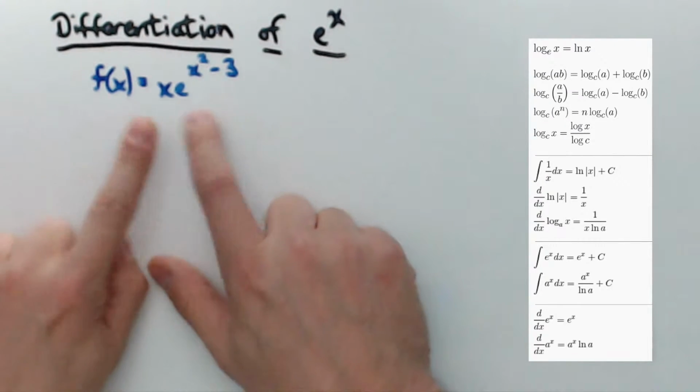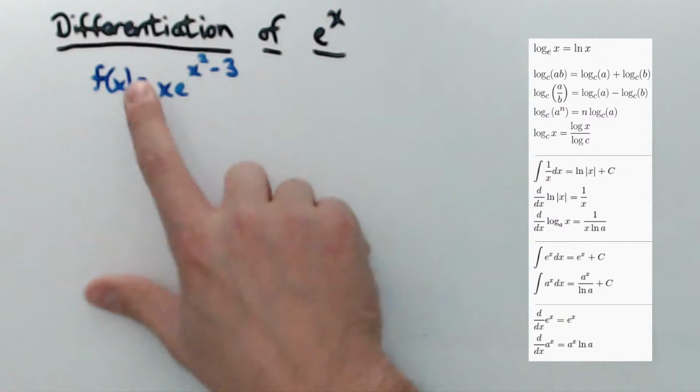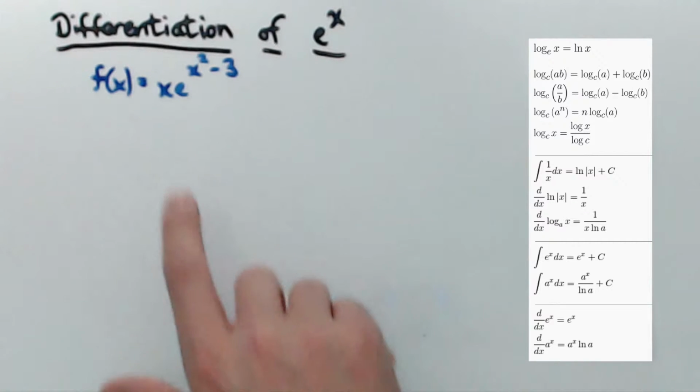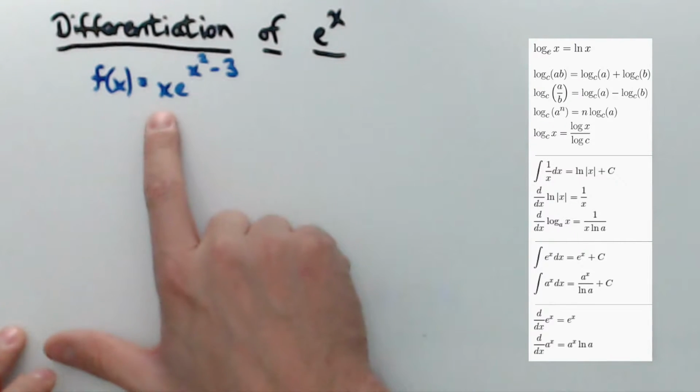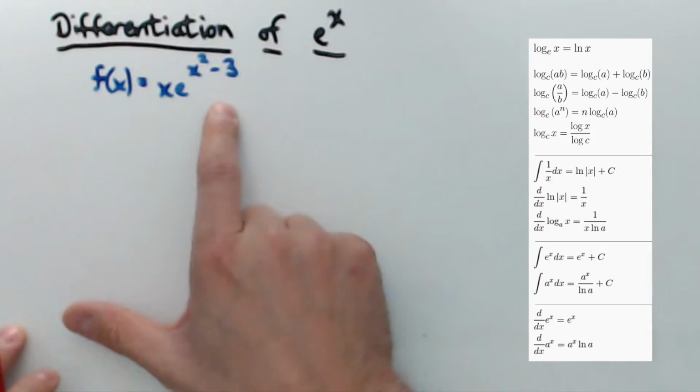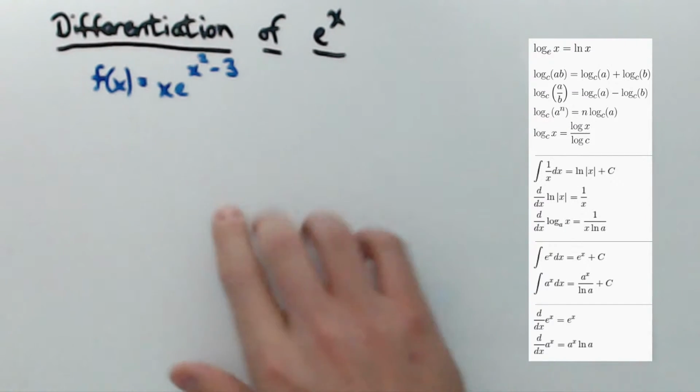So this video is going to be an example problem of how to use the differentiation of e to the x to find the derivative of a problem such as this. The first thing you should notice is that we have a function times another function right here. So we have x times e to the x squared minus 3. When that happens, you're going to want to use the product rule.